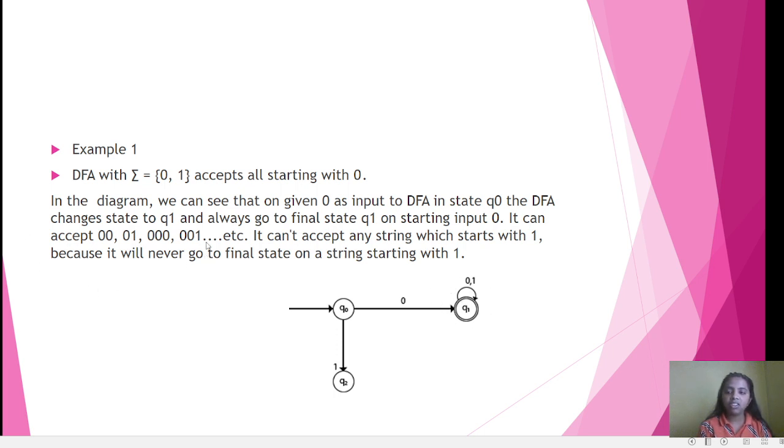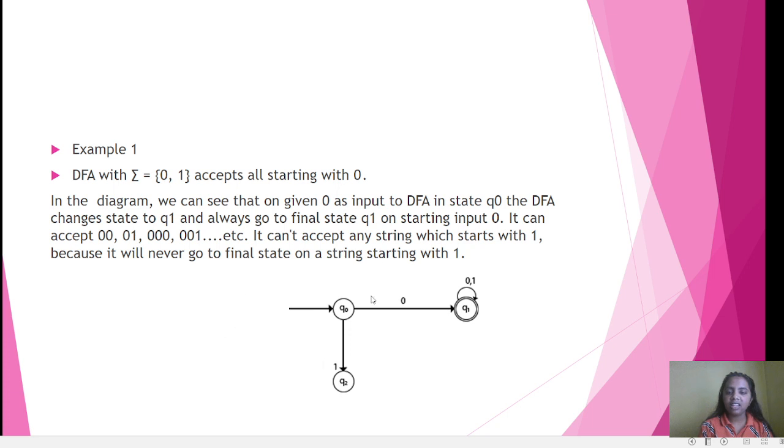It can accept strings starting with 0, 0. And if the string starts with 0 and ends with 1, or starts with 0, 0, 0, or 0, 0, 1, etc., it is accepted. It can't accept any string which starts with 1 because it will never go to the final state on a string starting with 1.